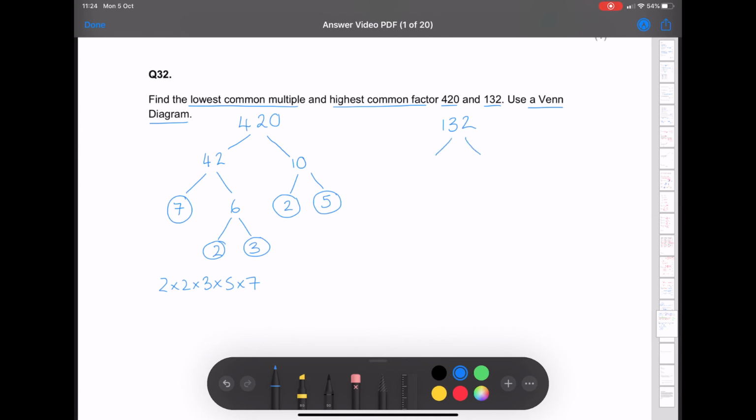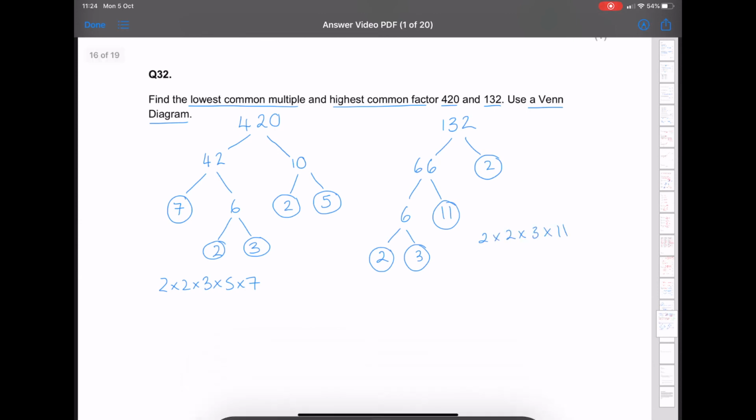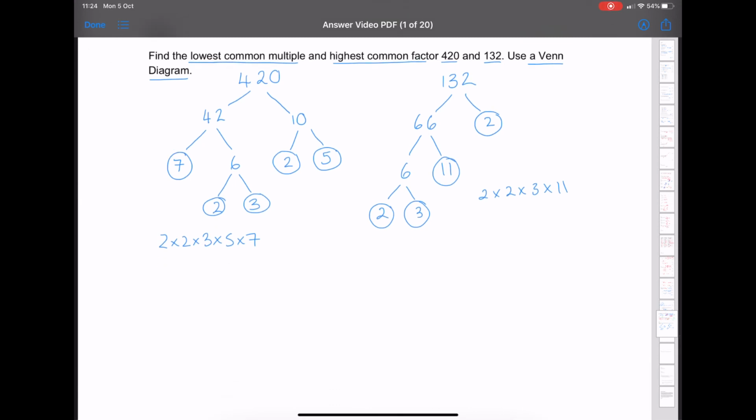132. Right, 132 is an even number, but it's a weird number. So I'm going to divide it by 2. And 132 divided by 2 is 66. And 66 divided by 6 is 11, which is a prime. And 6 divided by 2 is 3. So they're your primes. So you've got 2 times 2 times 3 times 11. All right, so you've got your prime factor decomposition diagrams there, okay?